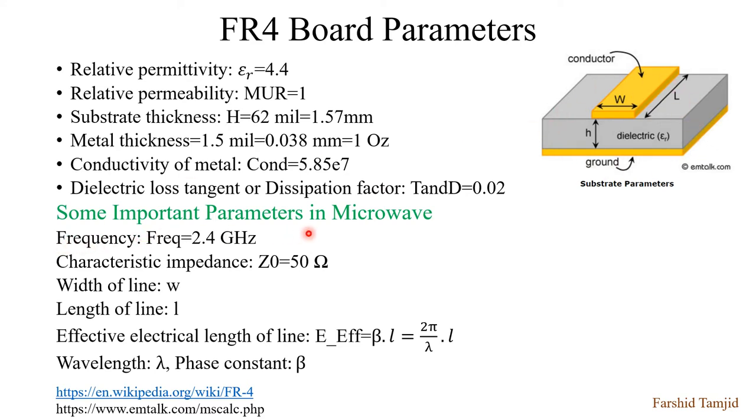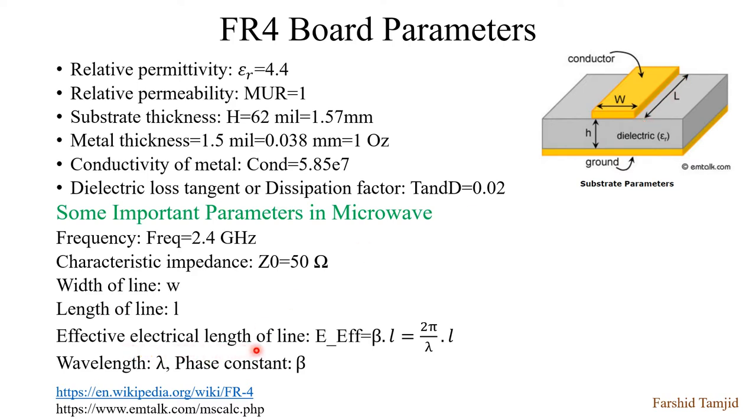Then some important parameters in microwave. Frequency, for sure: at what frequency you're designing your circuit. Let's consider 2.4 GHz for all our designs unless I mention otherwise. It's the Wi-Fi frequency. Characteristic impedance, Z naught. So far, probably in theory, you have heard that Z naught is the characteristic impedance of each line. Then we have the width of the line and the length of the line. This is the width of a line and this is the length of the line.